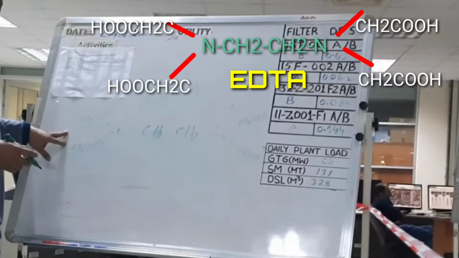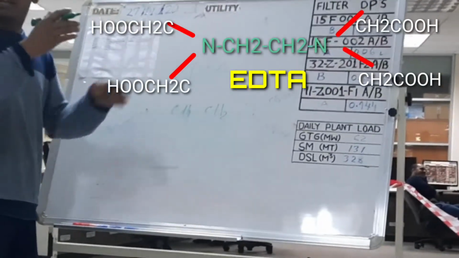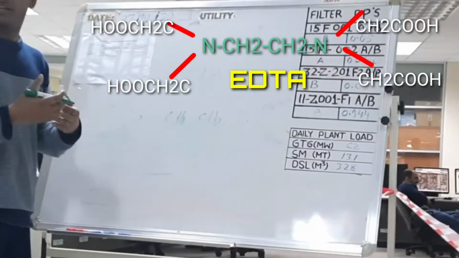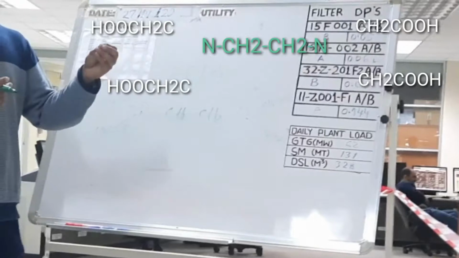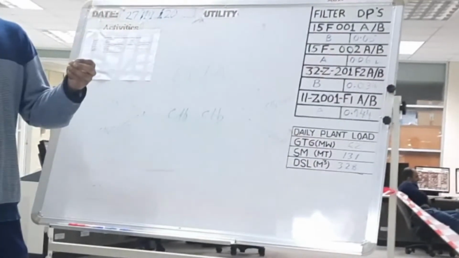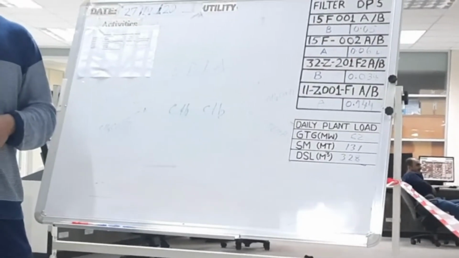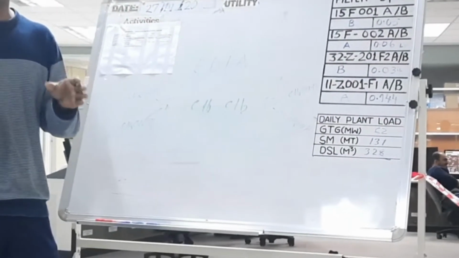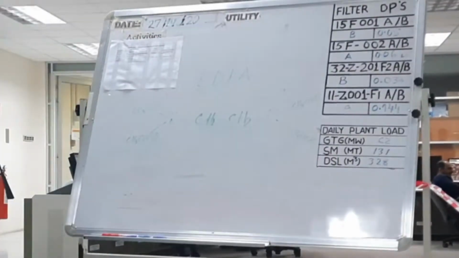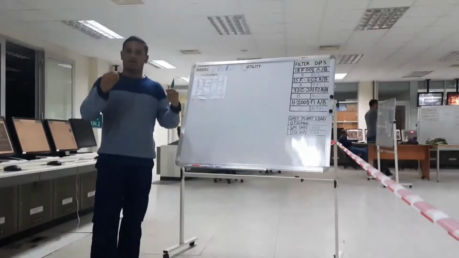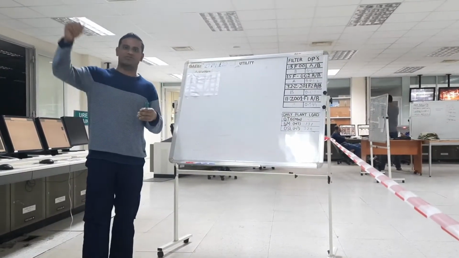This EDTA reacts with calcium sulfate and finally removes the scale, and after that also we do neutralization, and then we send this water to the outflow. By this system we will remove the scale, and finally we will discharge the water to the outflow. Okay, clear?